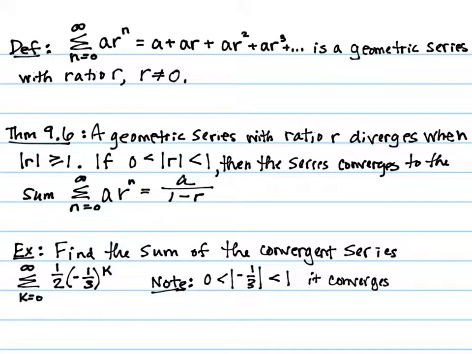That's how we know it converges. It's geometric, and it has the ratio that fits into this constraint. Because that's the case, we're able to actually figure out what it converges to. So the first number in the series is going to be what happens when I plug in k equals 0. So what happens when I plug in k equal to 0?